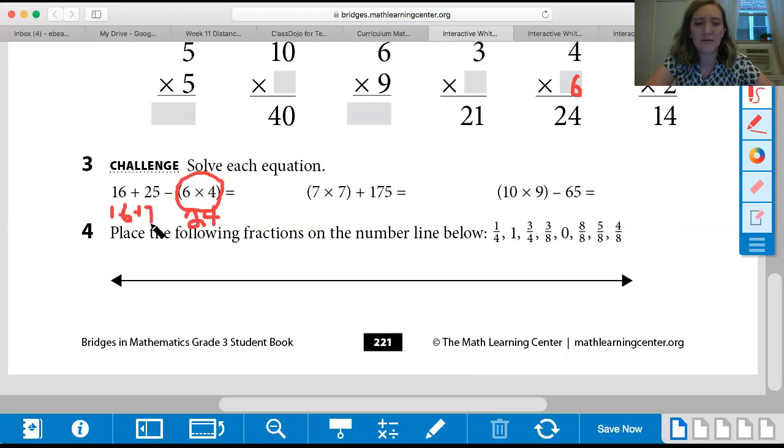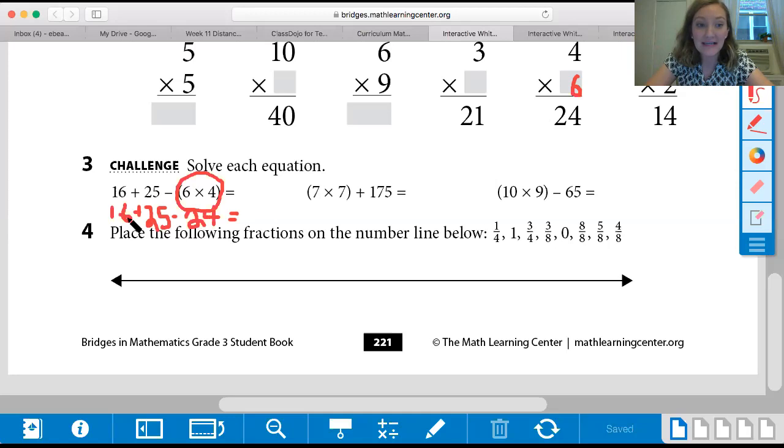So hard to write on the computer. 16 plus 25 minus 24, right? So one really easy thing I see we could do right here is we could do 25 minus 24. 25 minus 24, what is that? We have 25 things, you take away 24 of them, you only have 1 left, right?